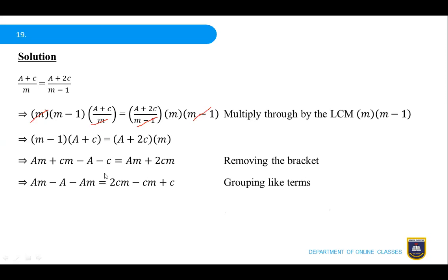So we are to make which letter the subject? C the subject. Good. We are making C the subject. So we group all the like things. I am moving all the C to the right side and then all the other letters to the left side. So we have AM here at the left side minus this A at the left side, then another AM at the right side. So I will move it. When it crosses the equal sign, it becomes negative AM, and that should be equal to 2CM, which is already at the right side, minus your CM, which is here, plus the C, which is negative here. So when it crosses, it becomes positive.